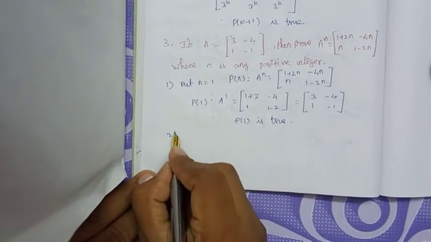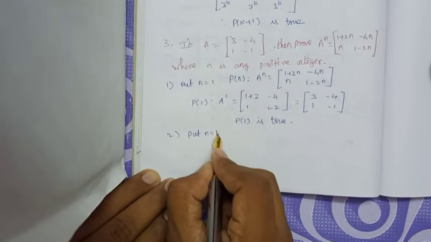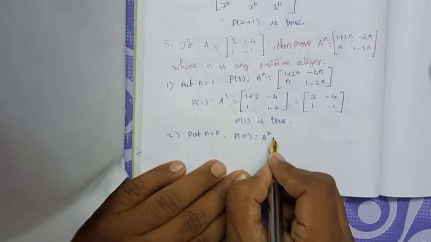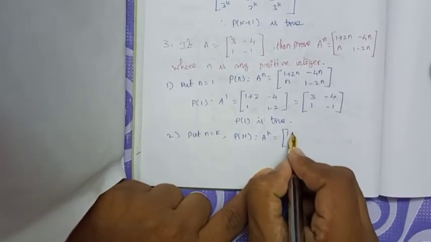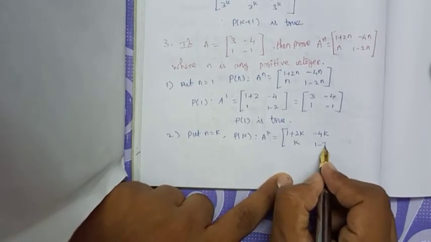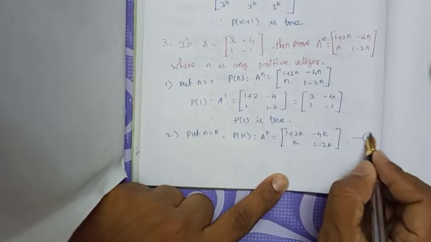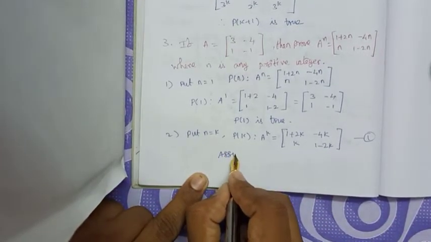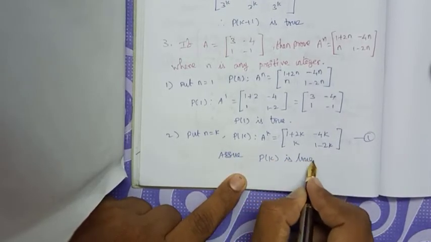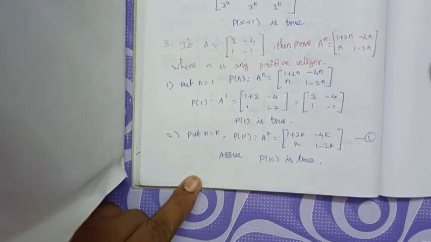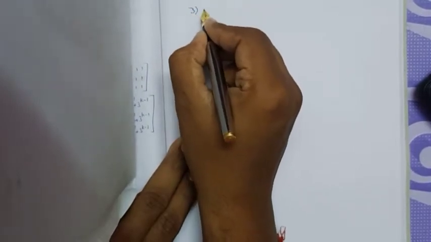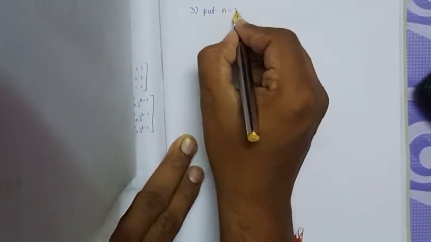The second case is put n equal to k. Okay. So P of k is A power k, which is equal to the matrix 1 plus 2k, minus 4k, k, and 1 minus 2k. We assume this equation 1 is true for n equal to k. This is the assumed result. Okay. The third case is put n equal to k plus 1.